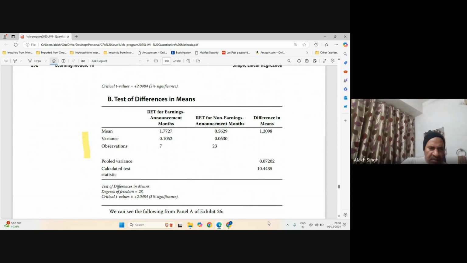If it is clear, so the return of earning announcement month is 1.77, and the return of non-earning announcement is 0.5629. That is what you had said B0. And the difference in mean is 1.20. So here the data has been made stationary, showing only the difference between earning with announcement and earning without announcement.